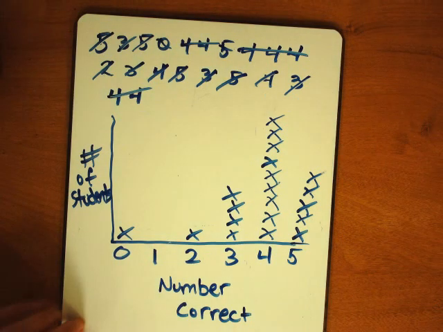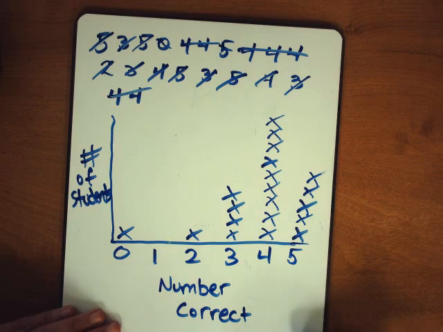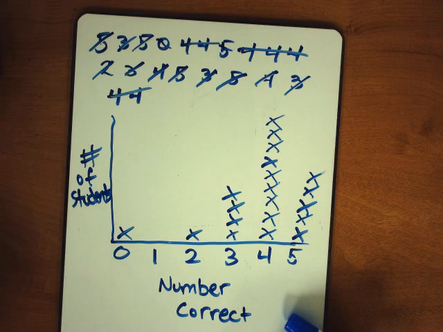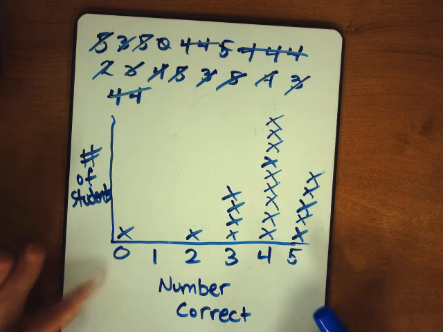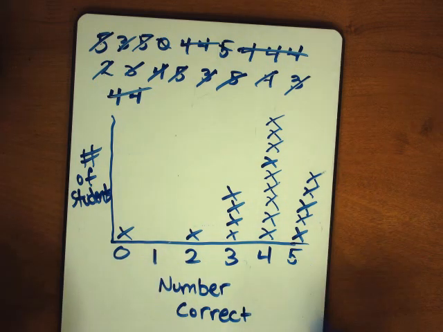So as I look here, I want you to ask yourself, what is the maximum that they could have gotten correct? 5. The minimum that they could have gotten correct? 0. The range between our maximum and minimum, the distance, 5 minus 0, 5. And then, of course, our mode is obvious, the most frequent number reported. Most kids got 4 correct on this spelling test.